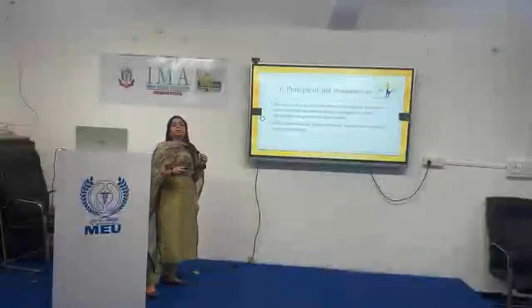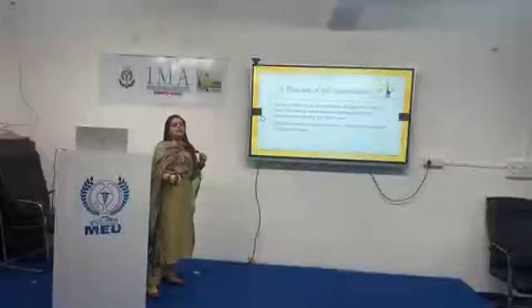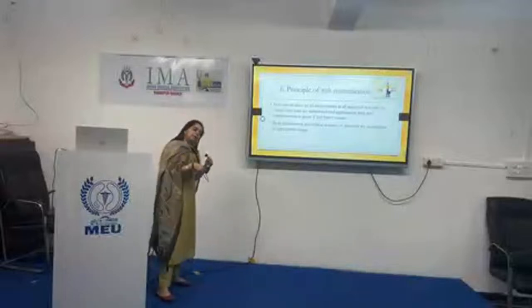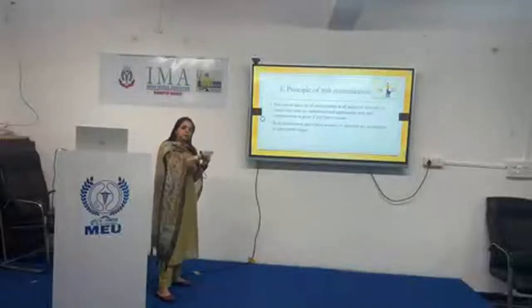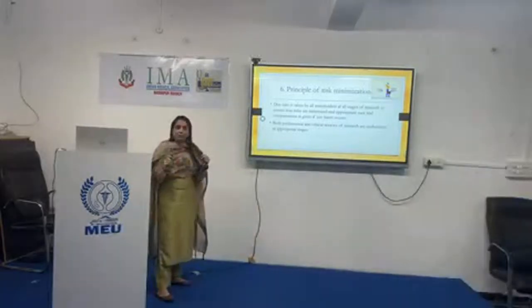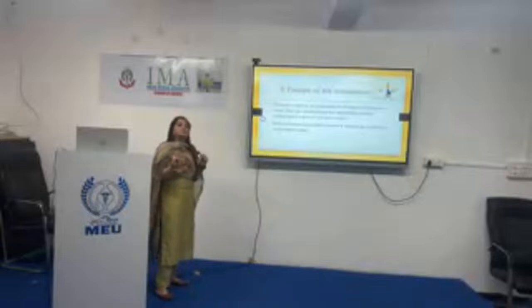Principle of risk minimization. Now when we talk about benefit, risk is the other side of the coin of the benefit. So all stakeholders, the investigators, the statistician, the sample collector, the regulatory, everybody, even the ethics committee members, it is their moral responsibility to ensure that risks are minimized.